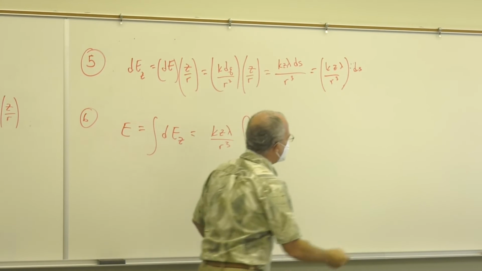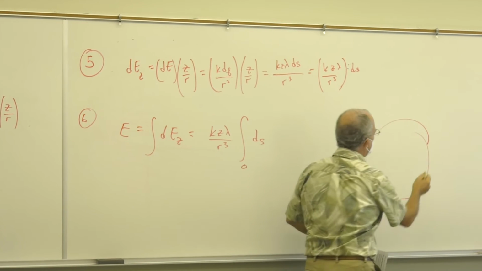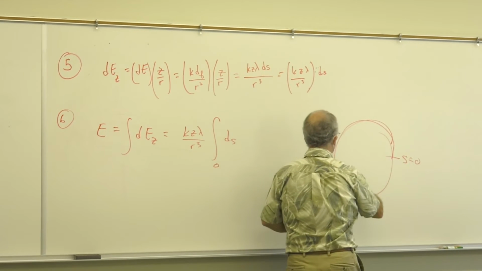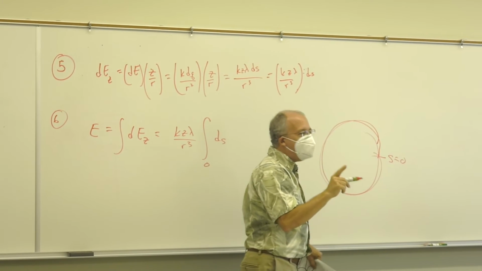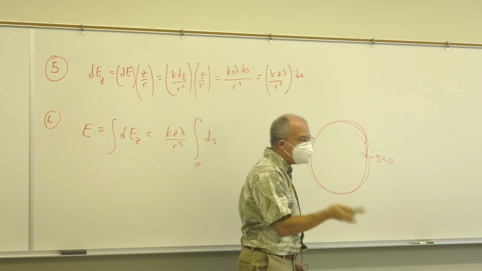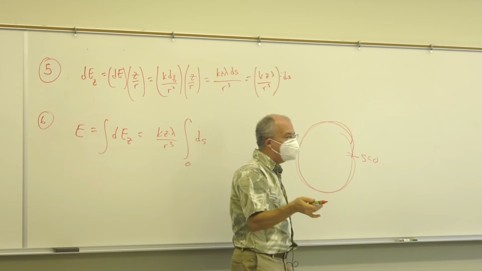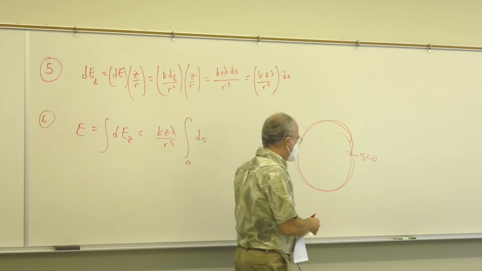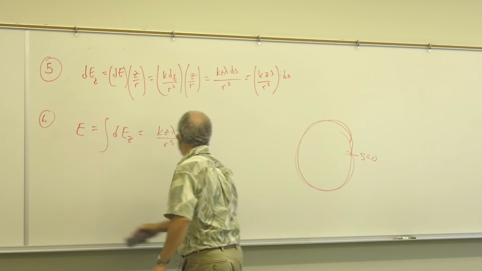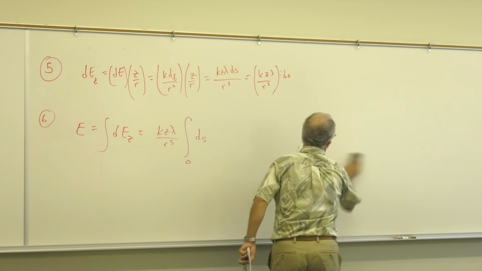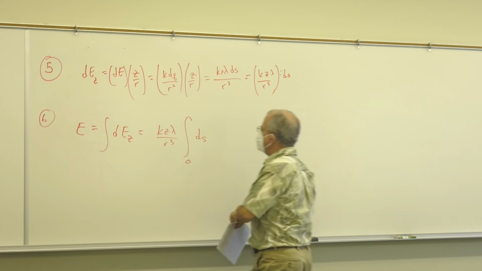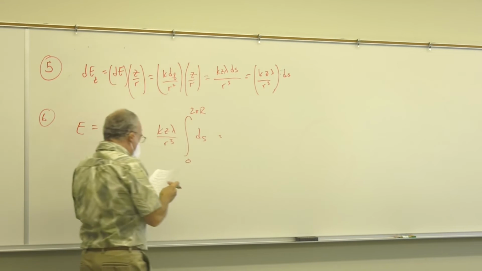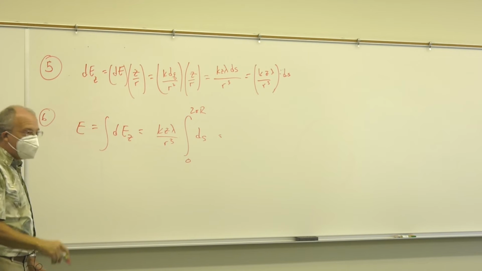Okay, so here's a circle. Pretend we're looking down on it. I'm going to call this s equals 0, and I'm going to go all the way around. 2 pi r, right? Because it's a distance. 2 pi is an angle; 2 pi r is a distance. Just look at those units. Remember, I keep saying units are your friend. Okay, so 0 to 2 pi r. What's the integral of ds from 0 to 2 pi r?